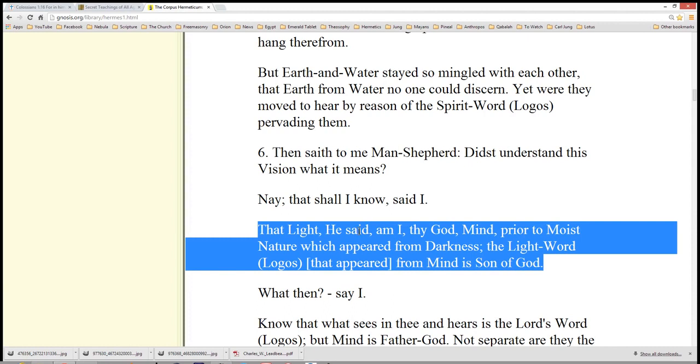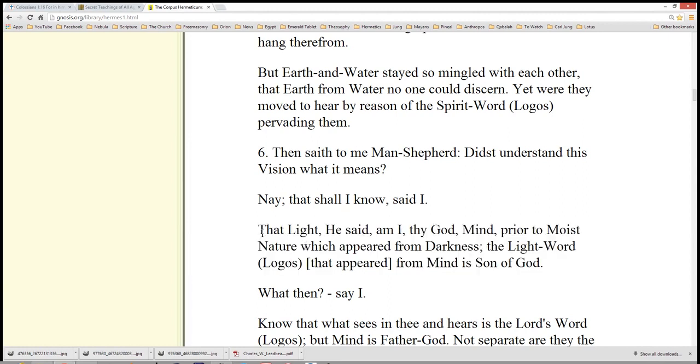This is from the divine Poimander from Hermes Trismegistus. This is the vision of Hermes. And right here, the mind is speaking of the way things started.